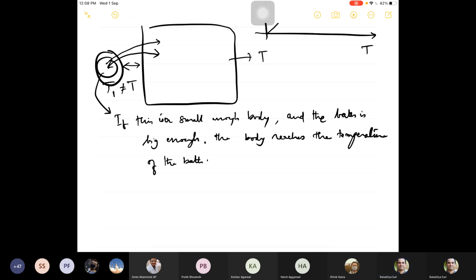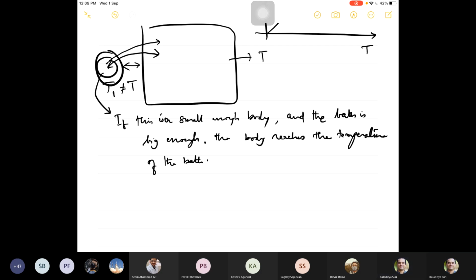So the body is coming to the temperature of the bath, and the temperature of the bath did not change. Yes. Now, but the body definitely transfers heat with the bath. Otherwise, there won't be any thermal equilibrium, right?